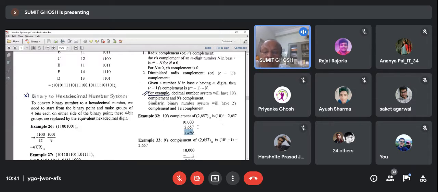Now, what is the nines complement of this number, 2657? I have to put it in this formula. Actually, the earlier formula minus 1. So let us use this formula for 2657. What should it be then?